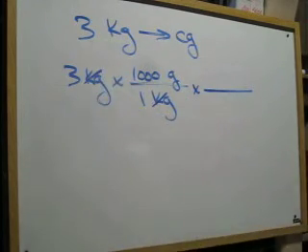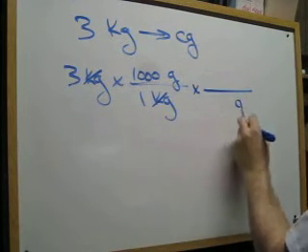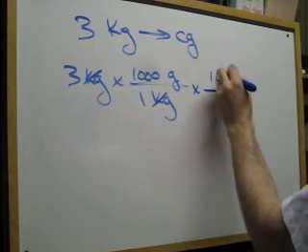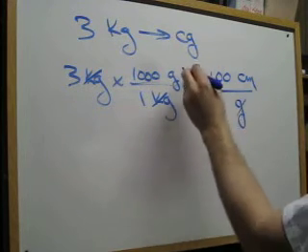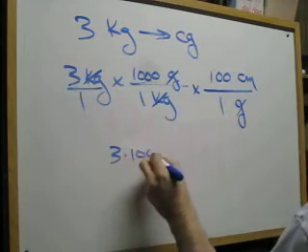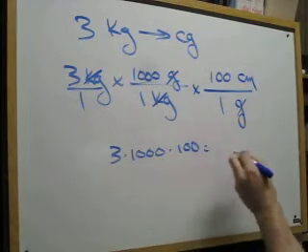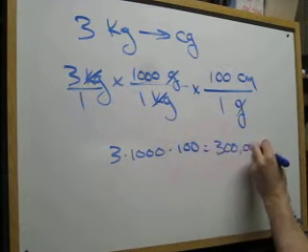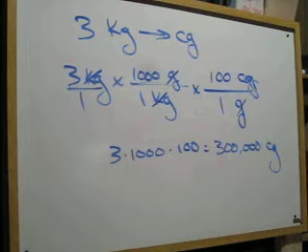So I can cancel these because I got a kilogram here and a kilogram here. The gram here, that's not what we're looking for, so we put a gram down there. And do we know anything about centigrams? Yes, we know that there are 100 of them in 1 gram. So we can cancel our grams here, put that over 1, multiply our numerators, and divide by just 1. So we got 3 times 1,000 times 100, which gives me 300,000 centigrams. I put meters up here, sorry about that. It should be centigrams.